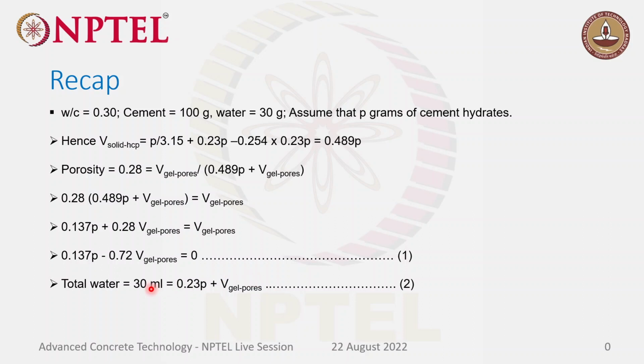So we assume that the total water is 30 ml, which will be equal to the bound water, which is 0.23p, where p is the amount of cement hydrates, plus the volume of gel pores. We eliminate the term volume of capillary pores. We have to solve these two equations, just like x plus y equal to one term, and x plus y equal to another term, two algebraic equations. Now you can solve this equation, right? In a calculator you can easily solve, or else manually also you can solve, but it will take some time.